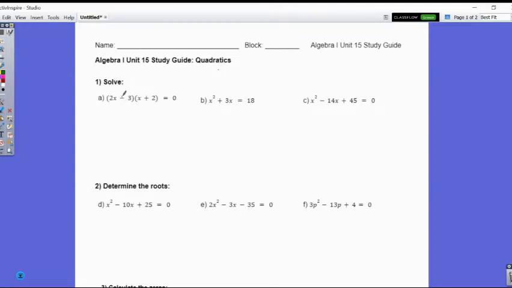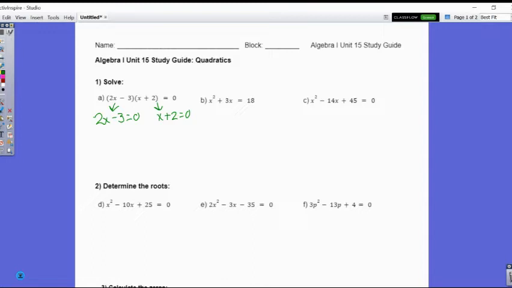I see part A has two sets of parentheses multiplied together and set equal to 0. Remember, the zero product property says that when two things are multiplied together to equal 0, one thing might be equal to 0, or the other thing could be equal to 0. So we set each set of parentheses equal to 0 and then solve them as individual mini problems.